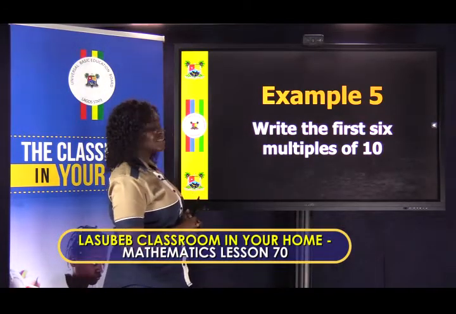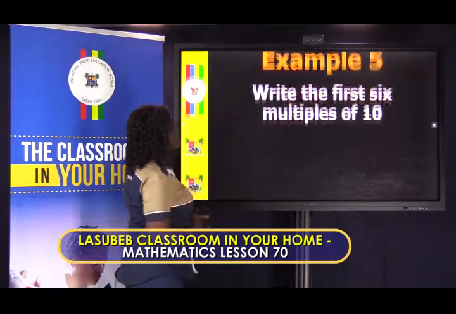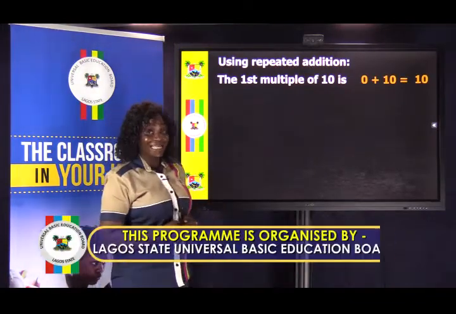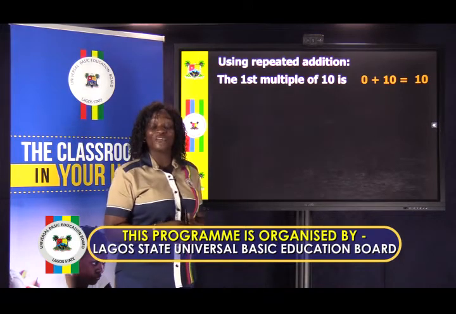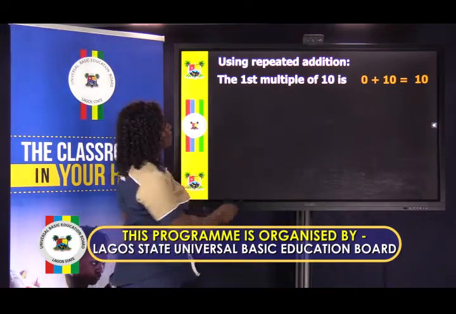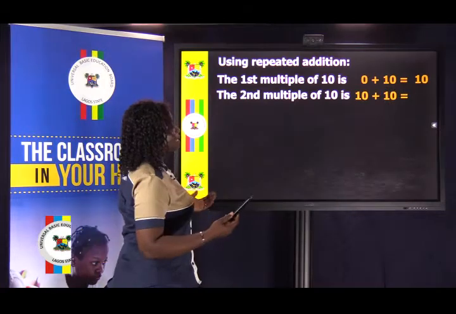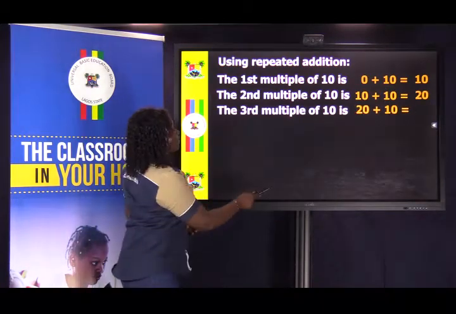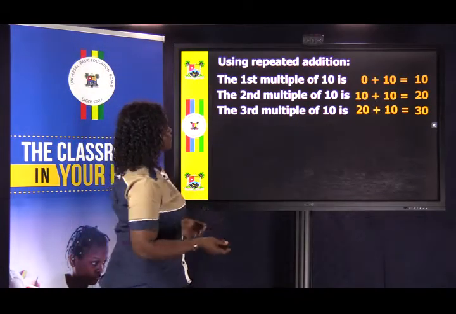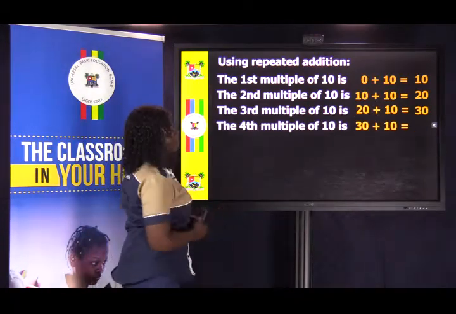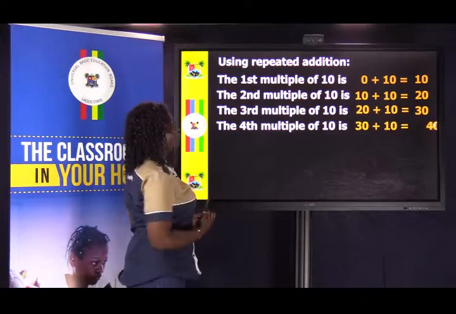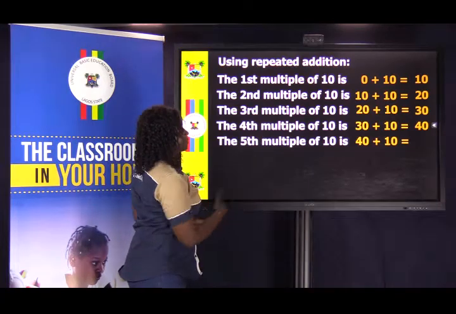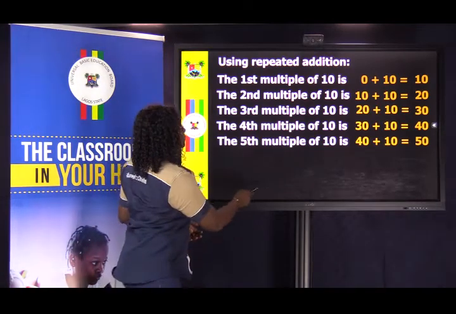Write the first 6 multiples of 10. First 6 multiples of 10. Yes, 0 plus 10 to get 10. Remember, the first multiple of any number is that number itself. So the next step is to say 10 plus 10, 20, or 2 times 10, 20. 20 plus 10, 30, or 10 times 3, 30. 30 plus 10, 40, or 4 times 10, 40. 40 plus 10, 50, or 10 times 5, 50.